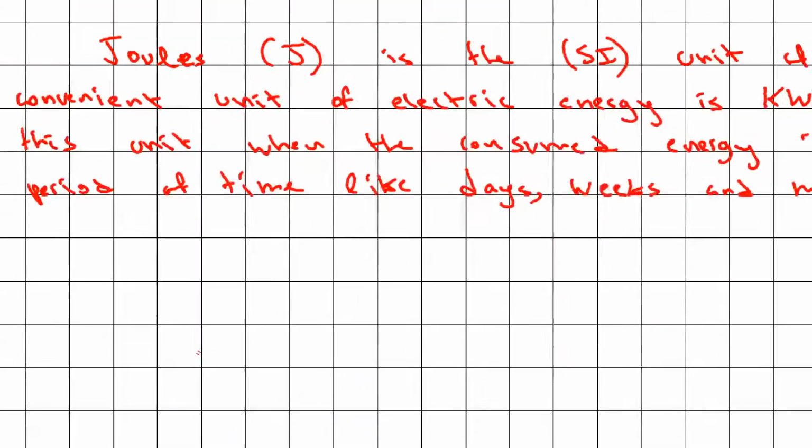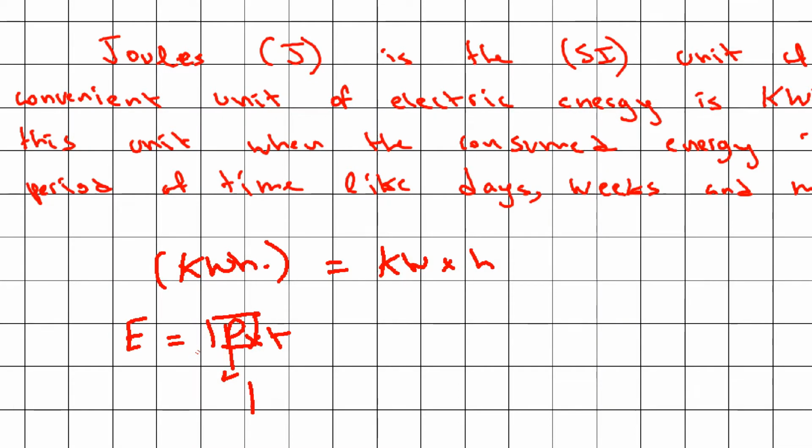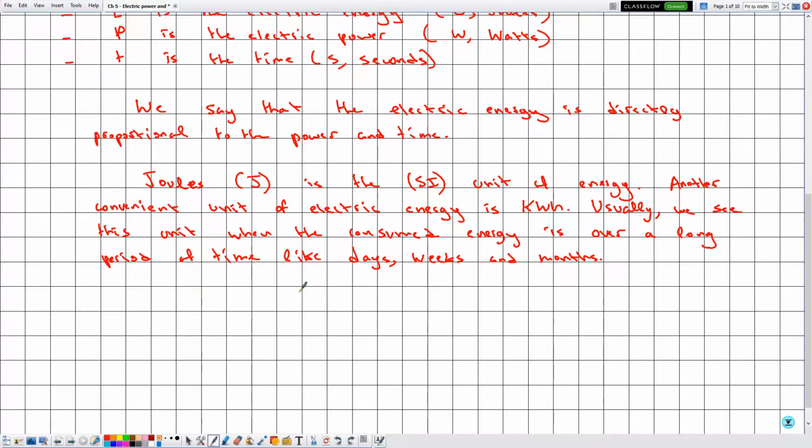So let me explain why kilowatt hours is a unit of energy. We have previously said that E is equal to P times T. Now notice that kilowatt hour can be written as kilowatt multiplied by hour, which means that P in this case must be expressed in kilowatts and time must be expressed in hours. So for this reason, kilowatt hours is a unit of energy, as we shall see in the next section, which is the section of the electric bill.